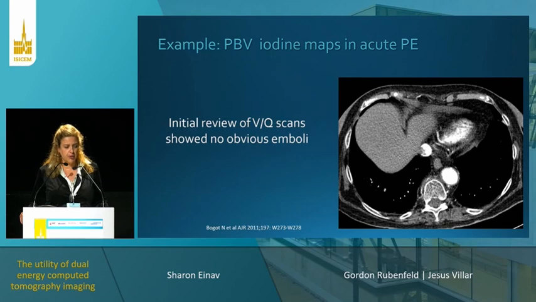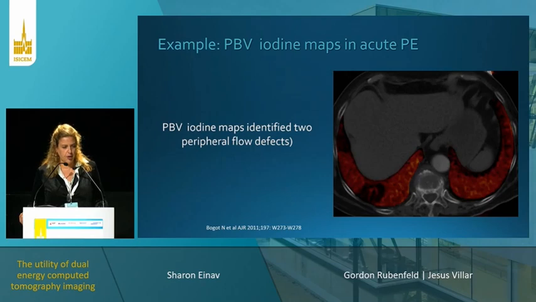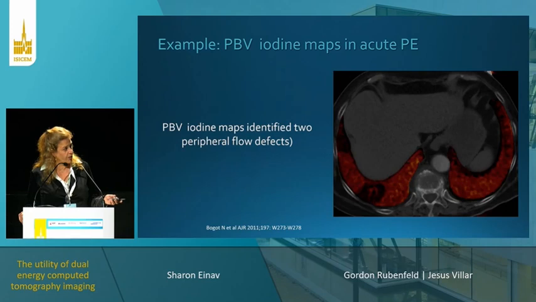In this example, and I'll run through several slides here, the initial review of the VQ scan showed no obvious emboli. This patient was sent in with suspected PE. The radiologist, however, decided to use dual energy CT, and here are the two peripheral flow defects that you can see right here, one on the bottom and one up here.